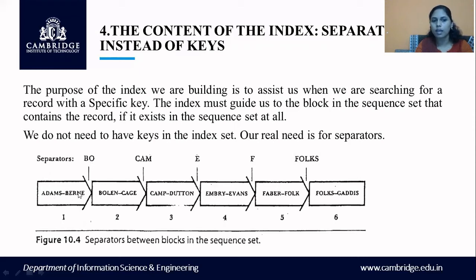Which is the largest name? This one. The smallest name is this, Bolan. Compare the first characters. Are they the same? Yes. So we can't have B as a separator. Compare the second character, E and O. Yes, they are different. So we can have two characters as a separator. Choose the first two characters from block number 2. What are the two characters? BO. So between block number 1 and block number 2, we have BO as the separator.